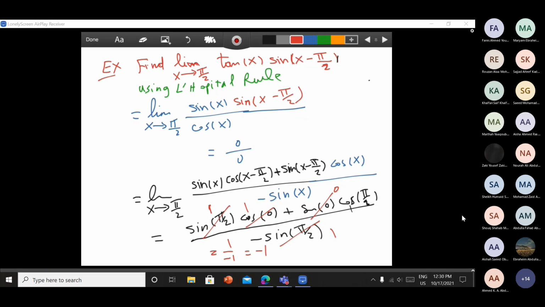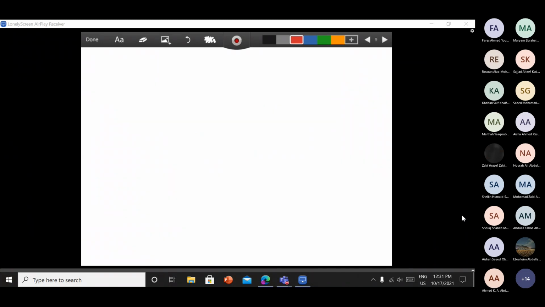Okay. Let's have another type of L'Hopital rule used in this limit.